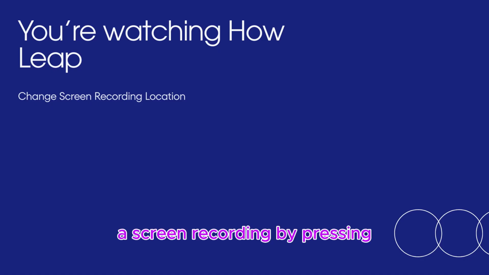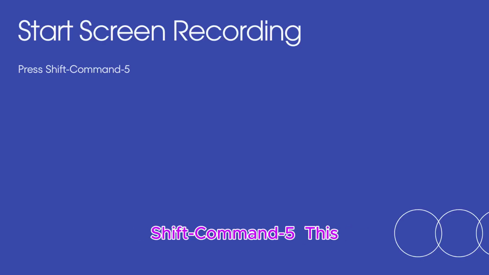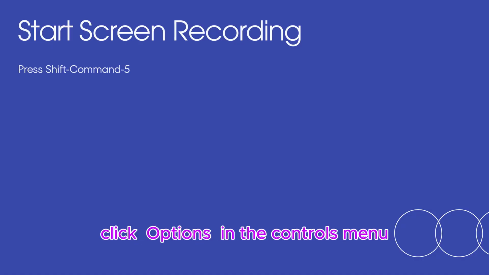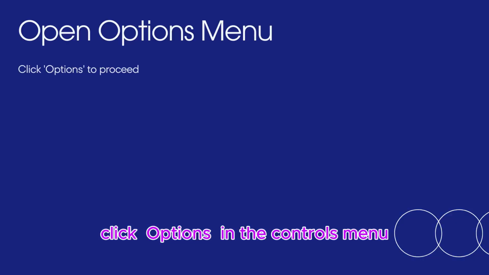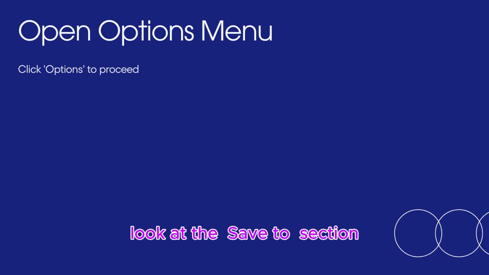Start a screen recording by pressing Shift Command 5. This opens the on-screen controls. Before you start recording, click Options in the Controls menu. In the drop-down, look at the Save To section. By default, it is set to Desktop.